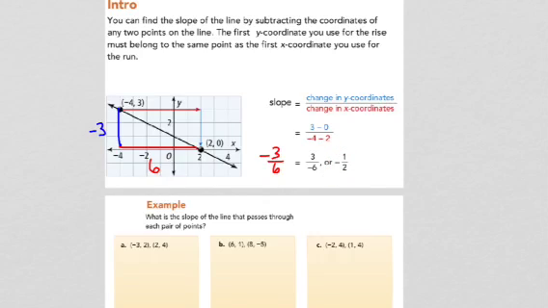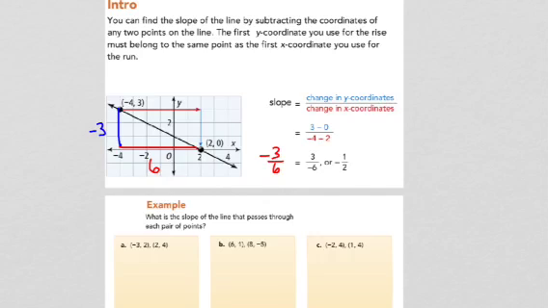Now what we're going to do is look at the coordinates that they gave us. So they found the change in y's by looking at the y values and subtracting them. 3 minus 0. So this is 3 and this is 0. So 3 minus 0 is 3. If you look at the x values, -4 and 2, we're going to subtract those. -4 minus 2 is -6. So that's how they got their answer here.